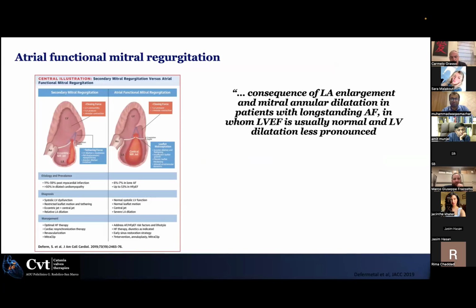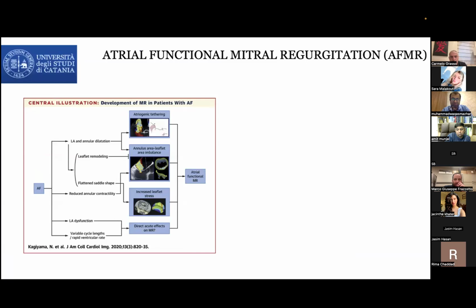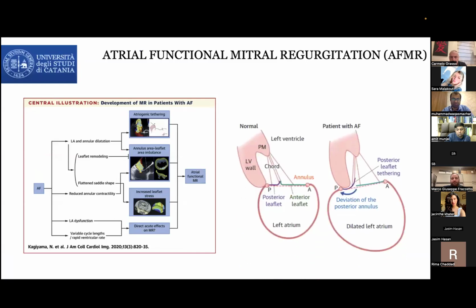In the figure, you can see the comparison between secondary mitral regurgitation due to left ventricle dysfunction and atrial functional mitral regurgitation. So these are two different entities with completely different outcomes. And as you can see, the atrial functional mitral regurgitation is due to a deviation of the posterior annulus with the posterior leaflet tethering and enlargement of the annulus that causes the mitral regurgitation.